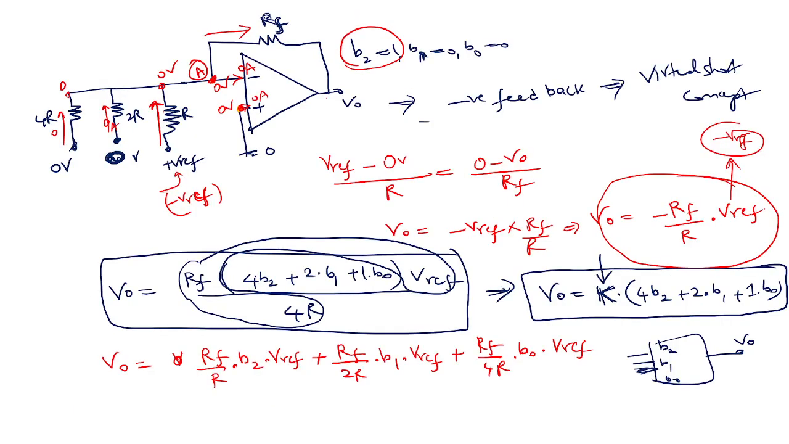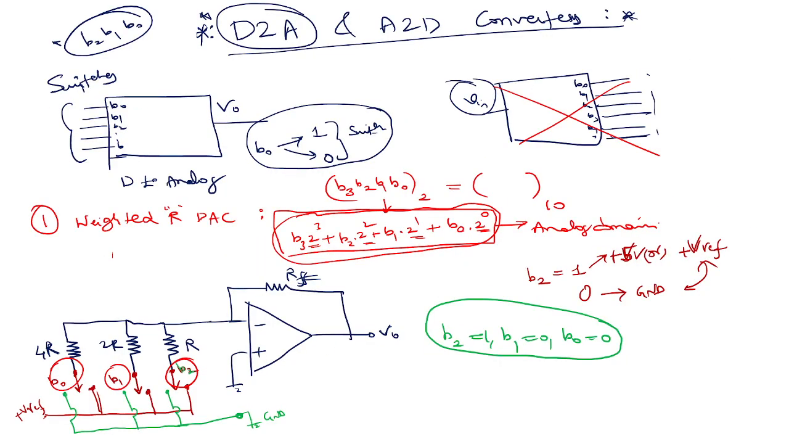Now, if you look at it, for example, if I take RF equal to, let's say, 100 kilo ohm, because you also want to have more gain and all, right? And if I take R equal to R, this is 100, this is 200 kilo, and this is 400 kilo.